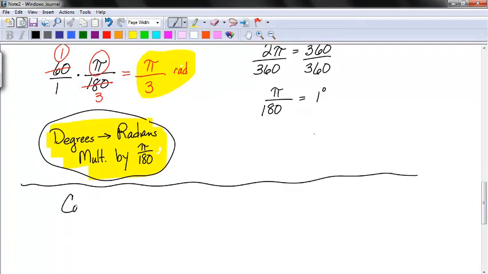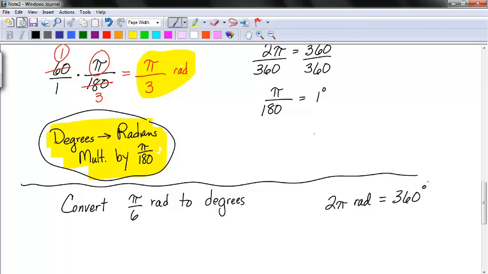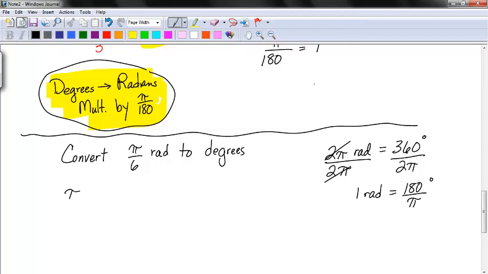If I want to convert pi over 6, and that's in radians, to degrees, I still go back to the original 2 pi radians equals 360 degrees. What's 1 radian? Well, divide by 2 pi. If you divide by 2 pi on both sides, those divide out, you get 1 radian. And if you reduce this, you get 180 over pi degrees. I've got pi over 6 radians, and I want to get to degrees. 1 radian is pi over 180. Excuse me, other way around. 180 over pi. So multiply by 180 over pi.